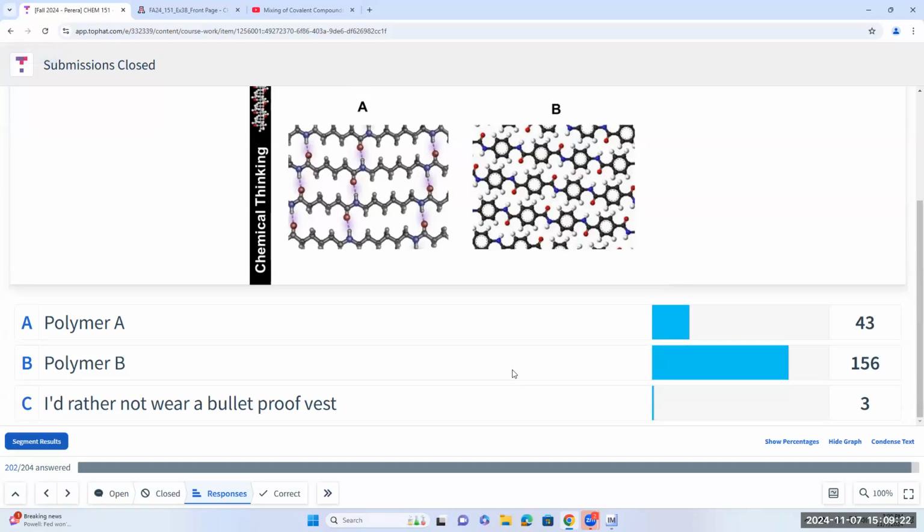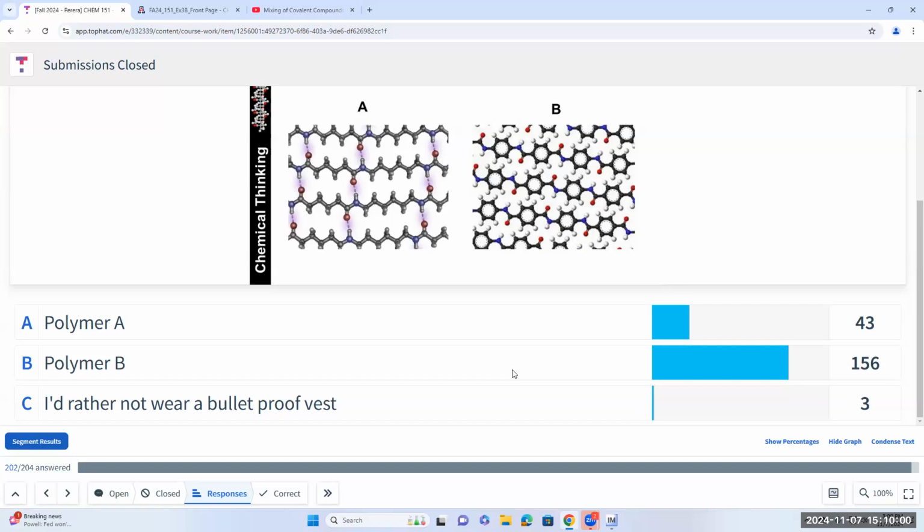Anyway, we are between polymer A and polymer B. If you want your vest to be made out of polymer A, you should go to an evening event, because polymer A is nylon. And what is nylon used for? To make evening gowns, nice shiny things and stuff like that. Do not go anywhere near a war zone. So please don't.